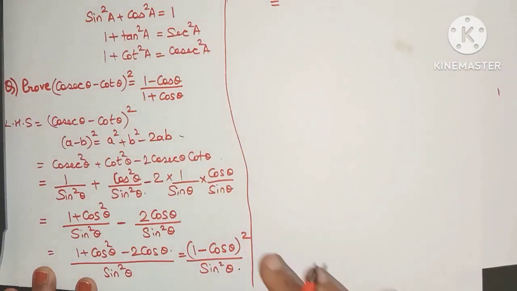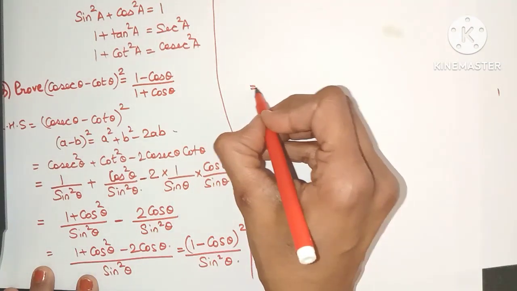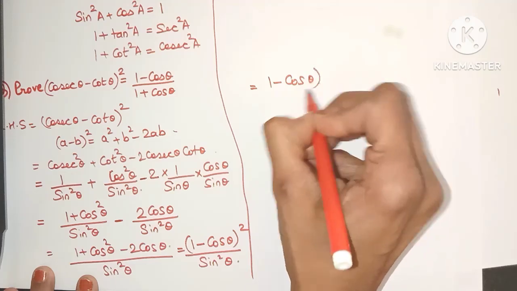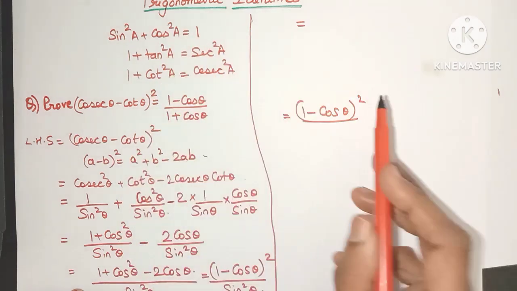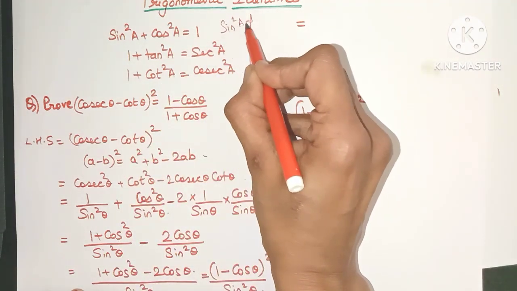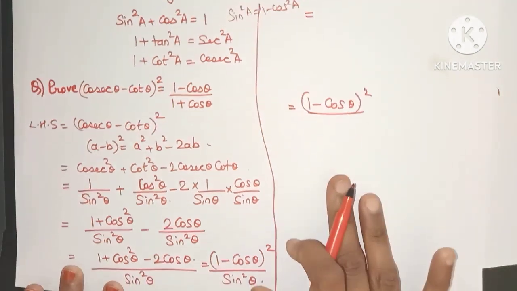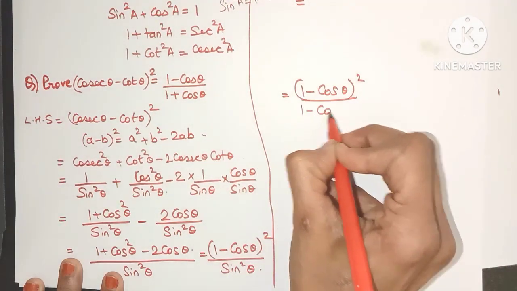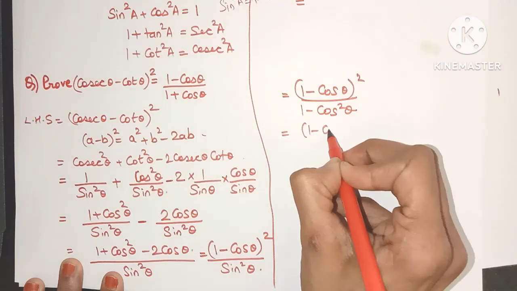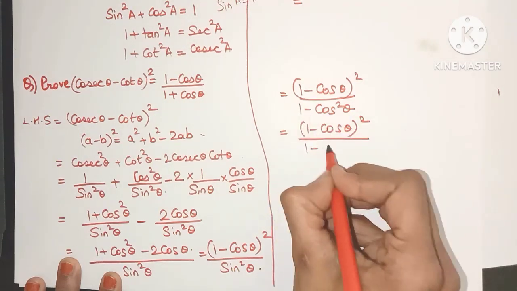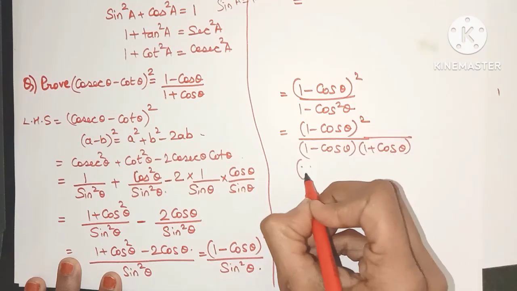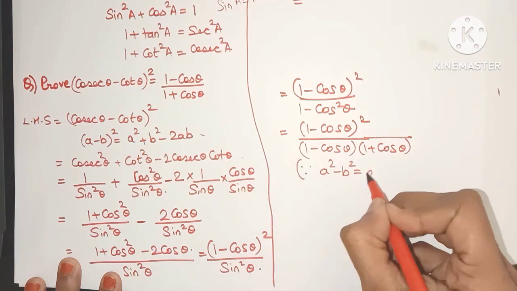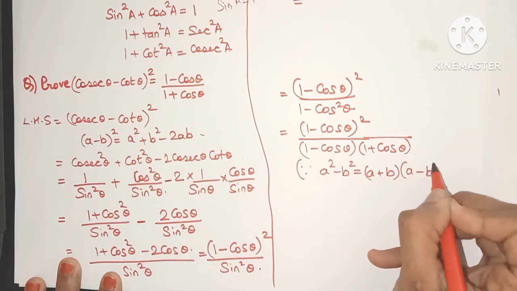Okay. Now friends, again, I need 1 plus cos theta in the denominator, whereas I am having sine square theta. So let me try to change the denominator also. If you recall this identity, sine square A plus cos square A is 1, which means what is sine square A? It is 1 minus cos square A. So I can write this sine square theta as 1 minus cos square theta. So let me do that. Now friends, this I can write as 1 minus cos theta into 1 plus cos theta. Which identity I have used? Yes, A square minus B square is A plus B into A minus B.